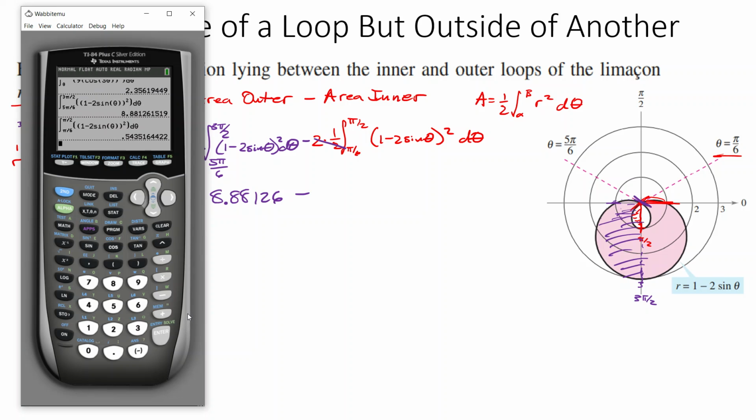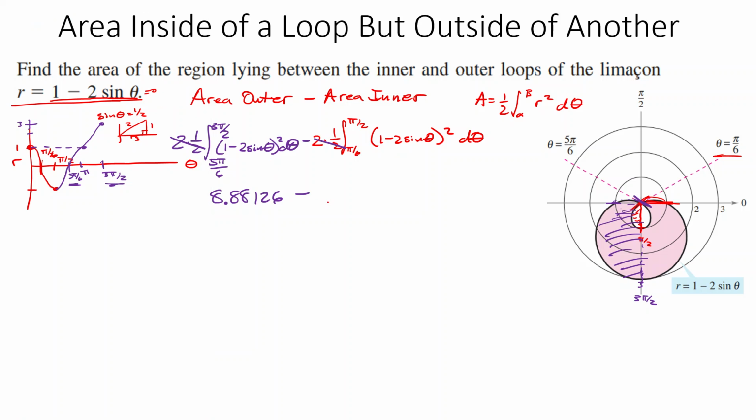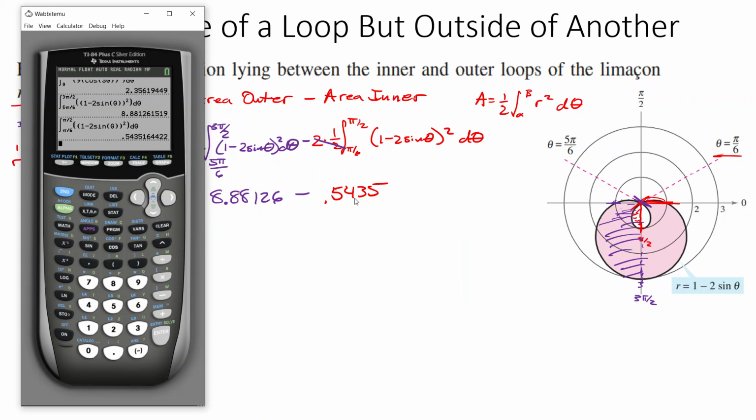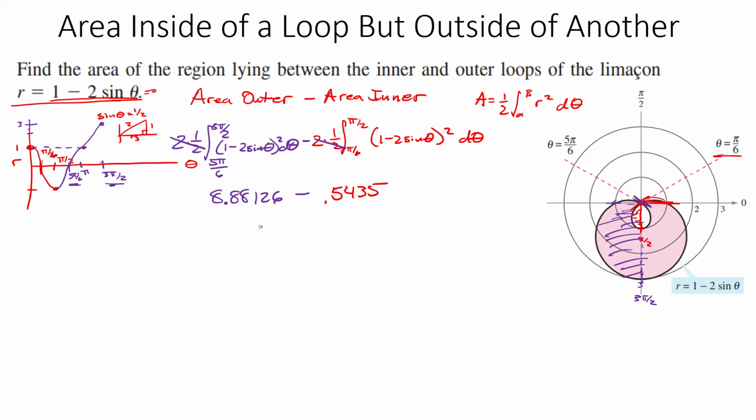There's our answer. So the inner loop is much, much smaller than the outer loop, which makes sense. The outer loop looks a lot bigger than the inner loop does. So we get 0.5435 and some change. All right, so we want the 8.88126 minus that last answer we got. So second answer gives us 8.3377. All right, and there's our answer.